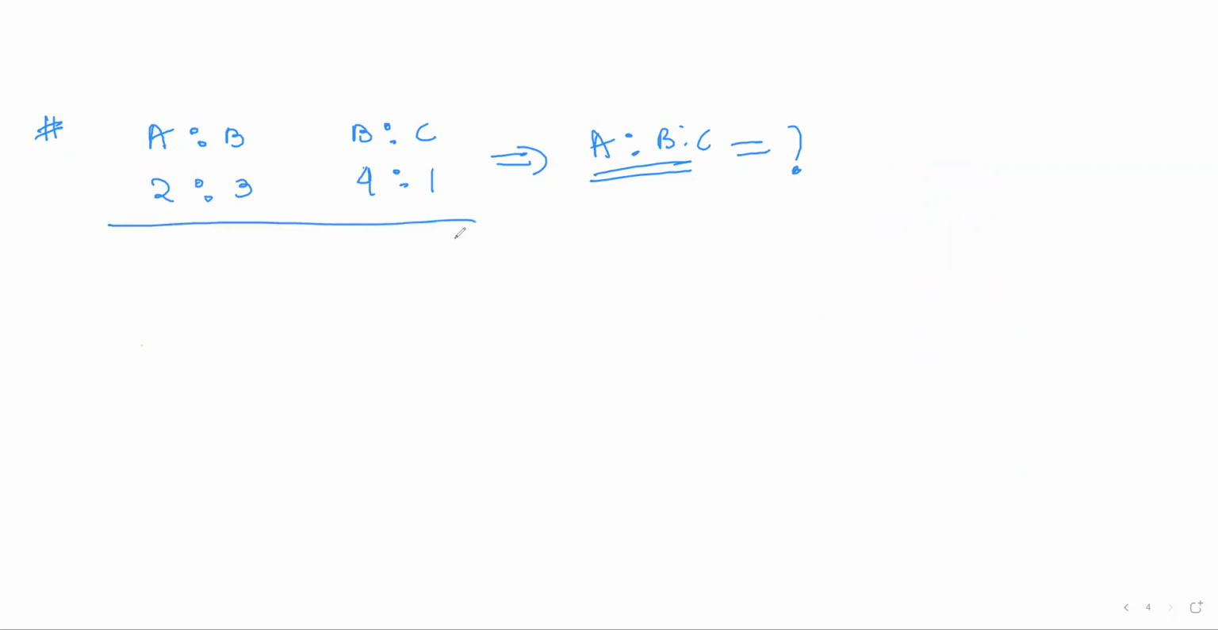Let's see if this type of question comes, how to solve it. The pyramid: the AB ratio is 2:3 and the BC ratio is 4:1. Now, we need the common value. What is common? B is common. The ratio of A to B is 2:3. The ratio of B to C is 4:1. B is common, so the values of B are 3 in the first ratio and 4 in the second ratio.